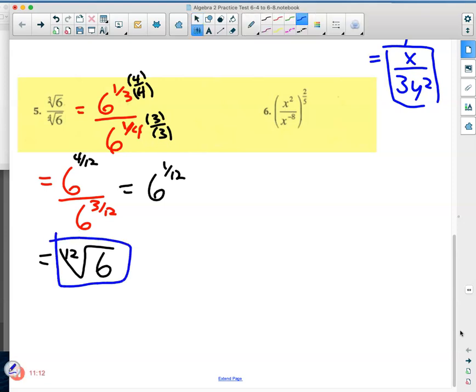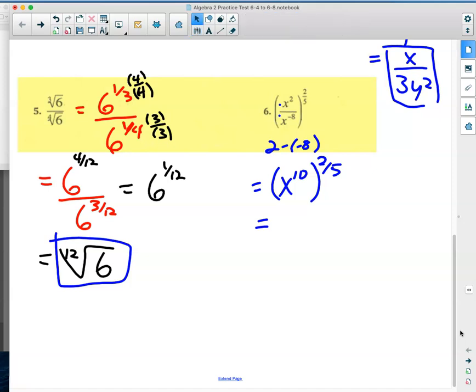All right, number 6. I'm thinking order of operations. I look in the parentheses. Oh, there's some math we can do there, because we're supposed to divide similar bases, and that means you subtract the exponents. 2 minus a negative 8 would actually be 2 plus 8, which is 10. So this is x to the 10th to the 2/5 power. And when you raise a power to a power, you have to multiply.